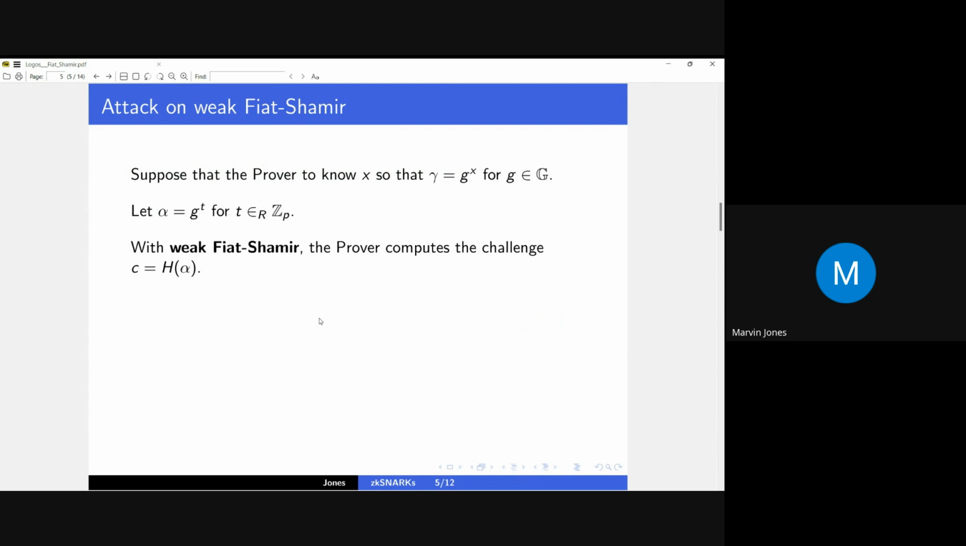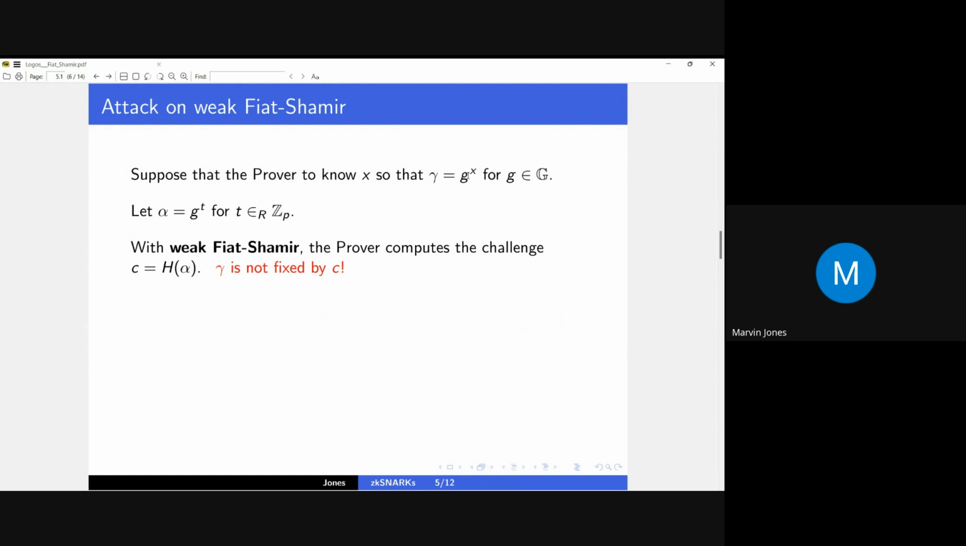So we're going to proceed essentially with the idea of Schnorr in our head, that we're trying to prove gamma is equal to g to the x without revealing what x is. And now the prover is going to compute the challenge, but just with alpha. So this is weak Fiat-Shamir, where we do not require the public parameters and inputs to be included.